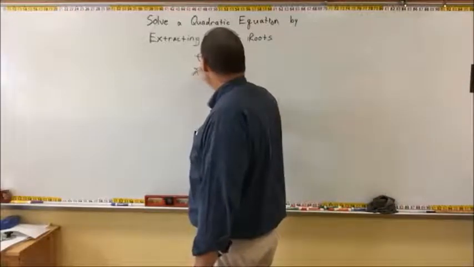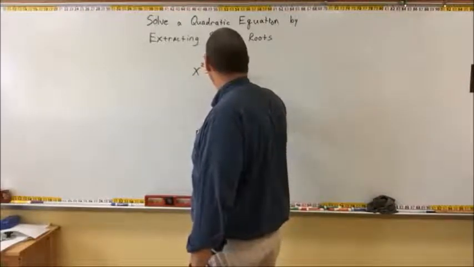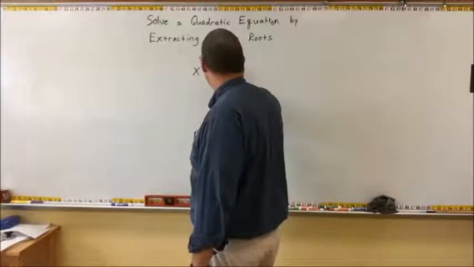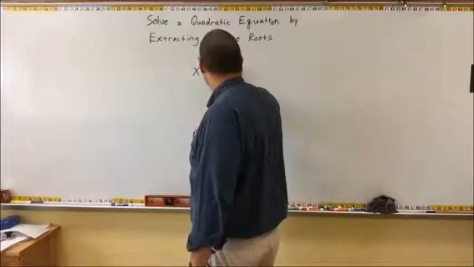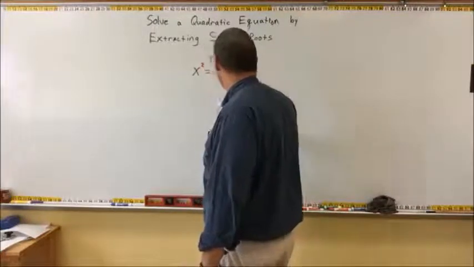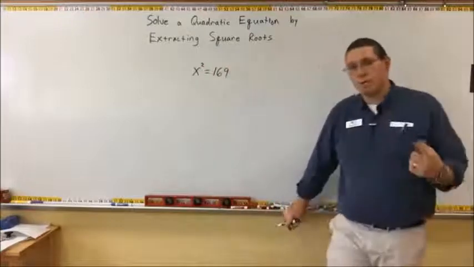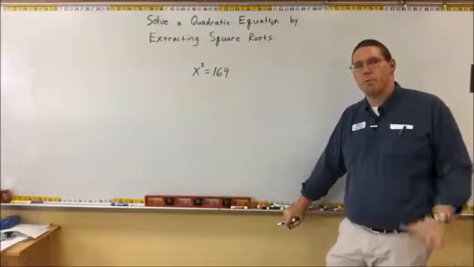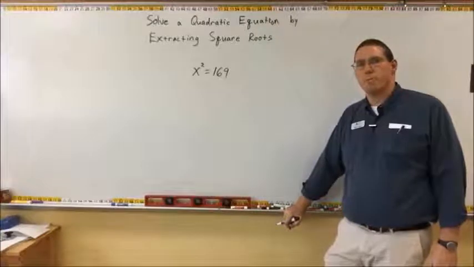Let's say that we have x squared is equal to 169. Now that's a perfect square, so I'm going to see if you can figure out what the perfect square is. But go ahead and pause the video and do this one.